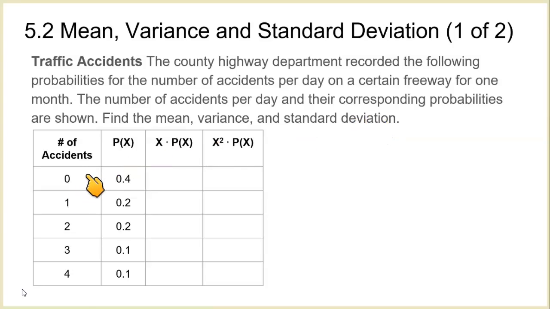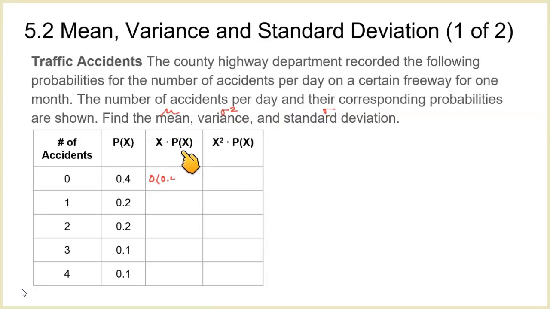So this would be a discrete random variable, discrete because it takes on a finite number, and these are the probabilities of those occurrences. So the likeliness that they had no accidents on a given day was 40%. The likeliness they had one accident on a given day was 20%, and so on. So we want to be able to calculate the mean, the variance, and the standard deviation.